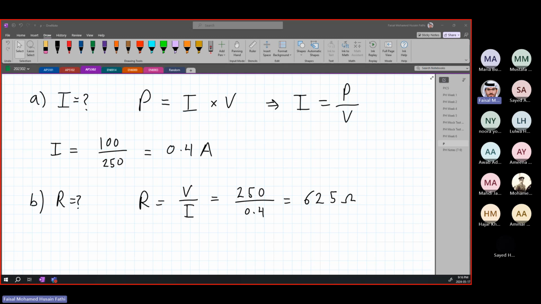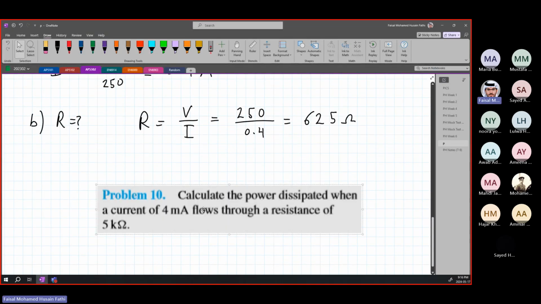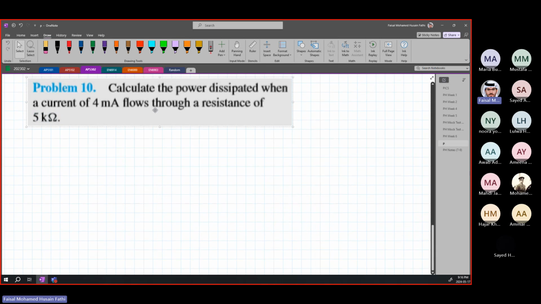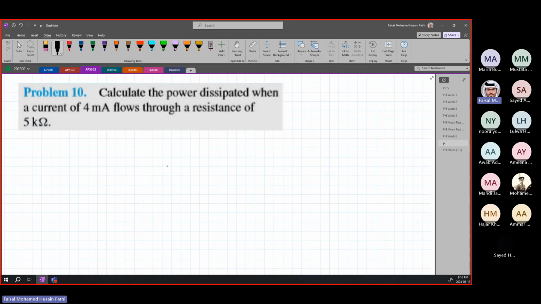Let's look at another question. Another question says, right here, problem 10, calculate the power dissipated when a current of 4 milliamps. So they want us to find power dissipated.